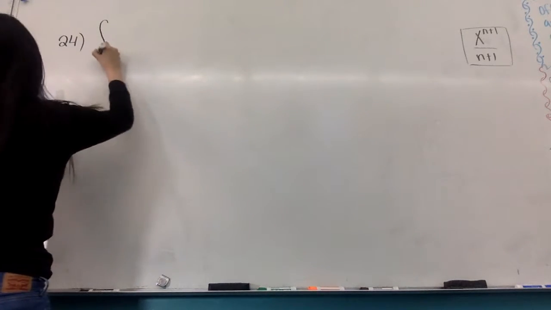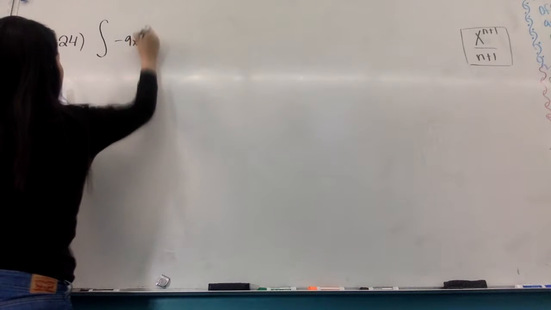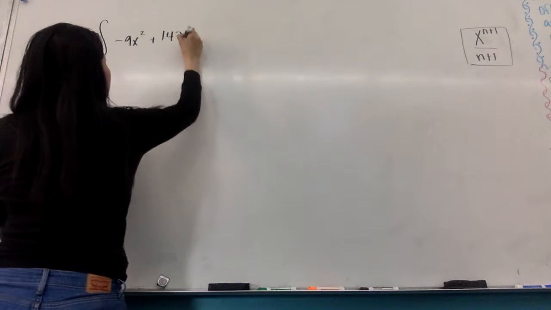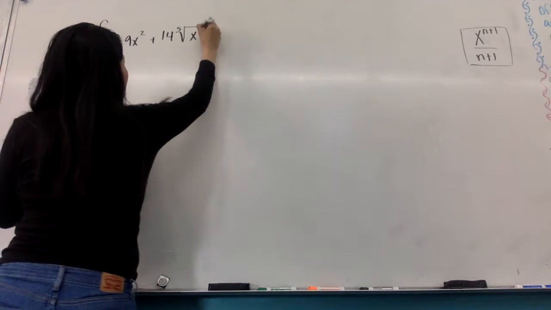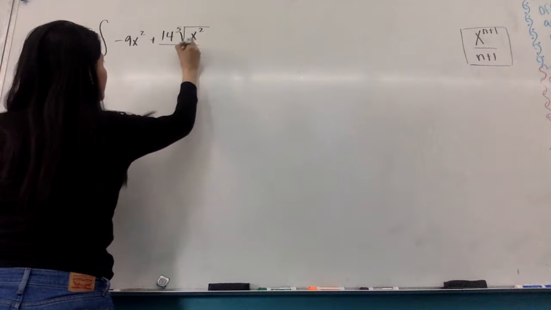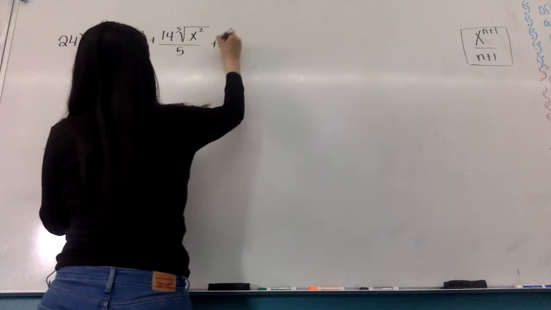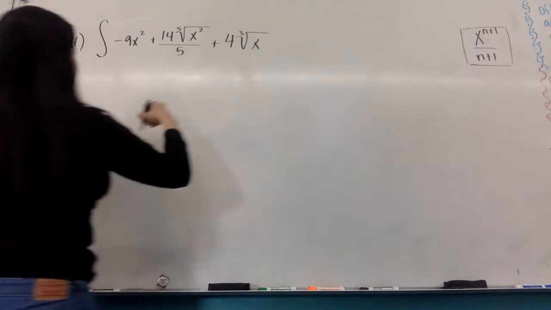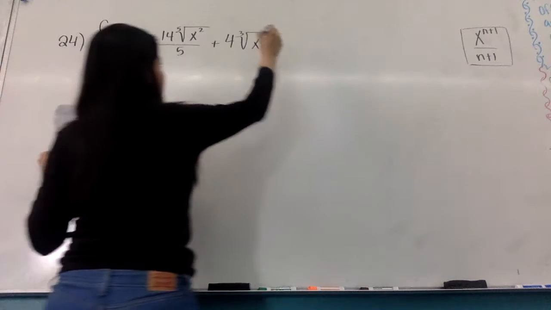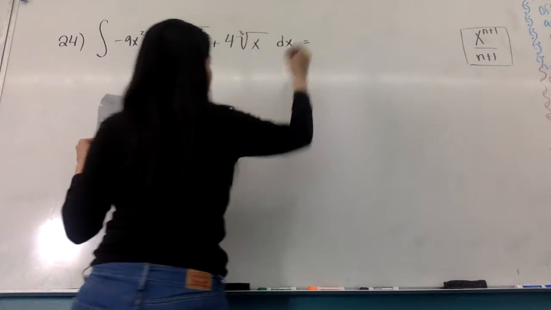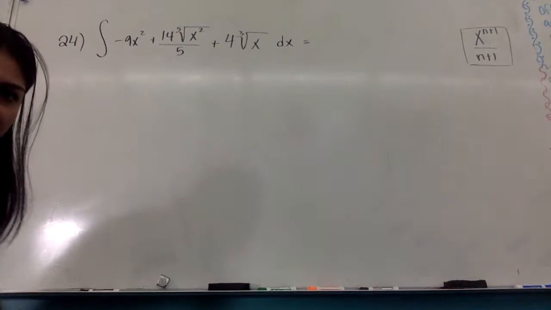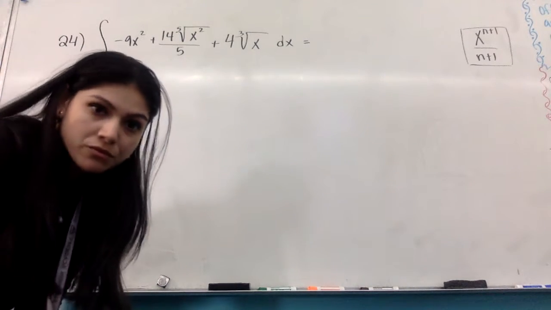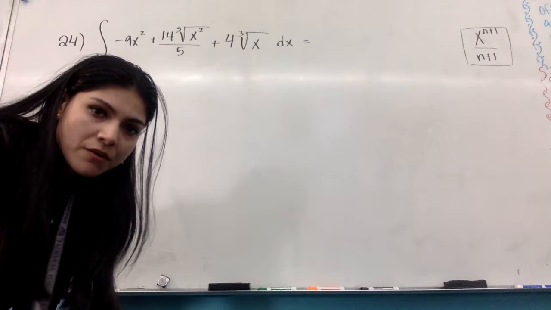So we have the integral of negative 9x squared plus 14, the 5th root of x squared, divided by 5, plus 4 cube root of x, and that's all dx. They have parentheses and dx. Okay, my first thing is those roots right there. We've got to rewrite them as exponents. So remember, the root goes in the denominator, the power goes in the numerator.